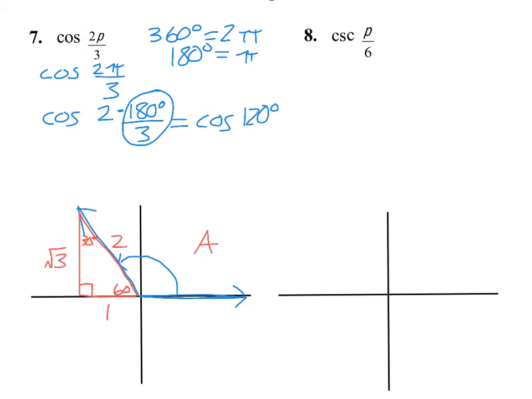Okay, remember ASTC. So we're in the quadrant where sine is positive, so that means cosine is going to be negative. Cosine is, from this angle, cosine is adjacent divided by hypotenuse. So the answer is negative 1/2.